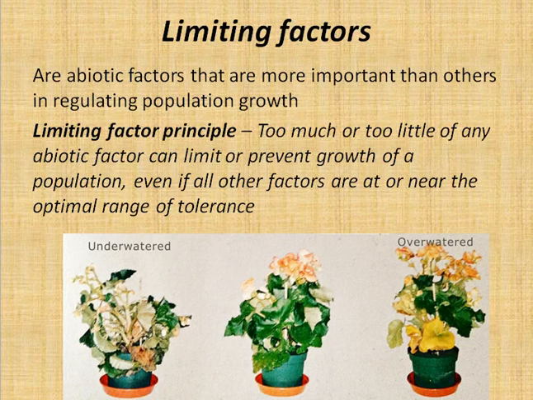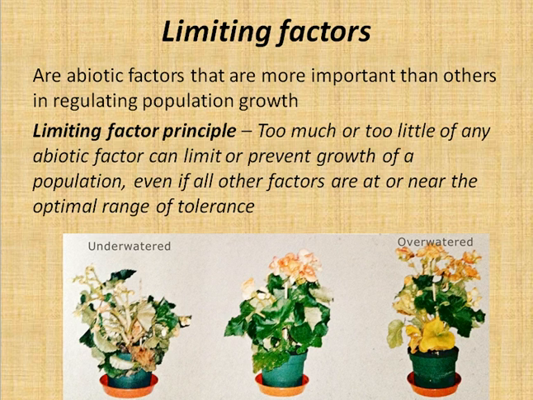Limiting factors are abiotic factors that are more important than others in regulating population growth. The examples that I gave for the range of tolerance are actually some of the most common chemical requirements that are considered limiting factors. For plants, nitrogen and phosphorus are incredibly important, along with water, access to water, temperature, and access to light.